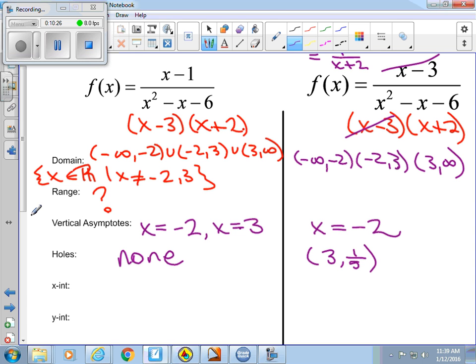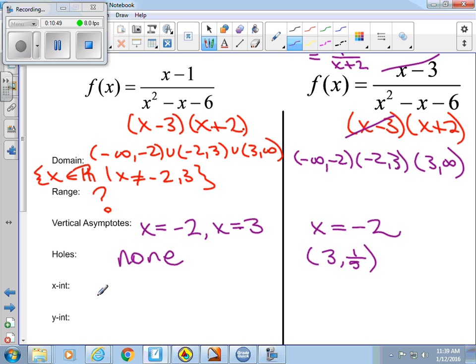Because the bottom canceled. The bottom's gone. You get 0 on top, 0 over 1, because the bottom canceled, right? So you get 0. So the y value is 0. You see what I mean by that? Mm-hmm. Yeah.